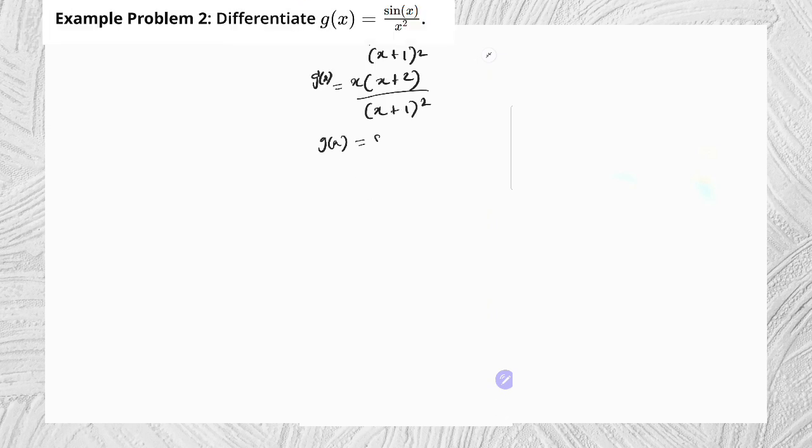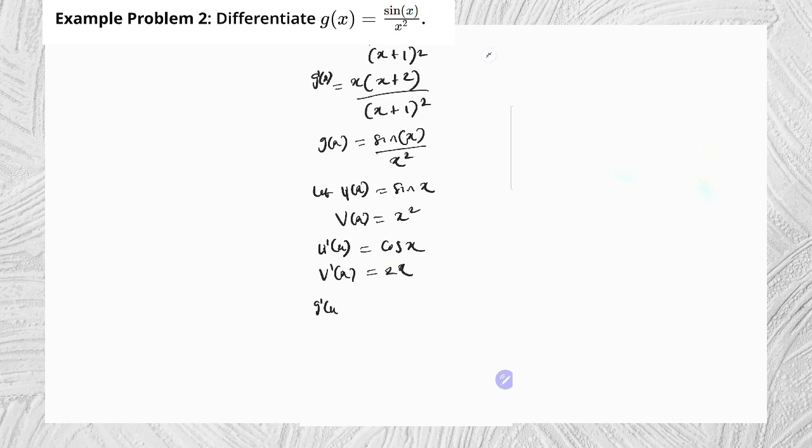So in this question, we're asked to differentiate g of x equals sine x divided by x squared. So let u of x equal sine x and v of x equal x squared. So we need to compute the differentiation of u of x and differentiation of v of x. So when you differentiate u of x, you get cos x, and when you differentiate v of x, you get 2x.